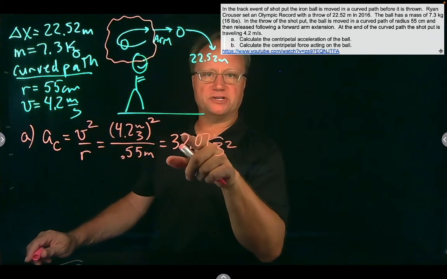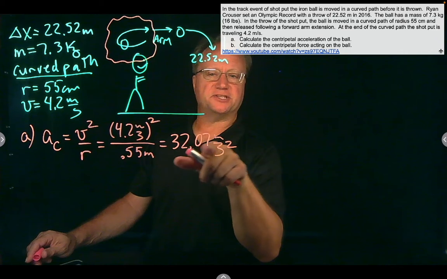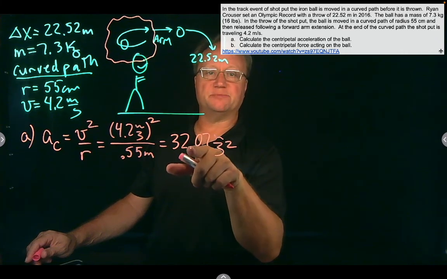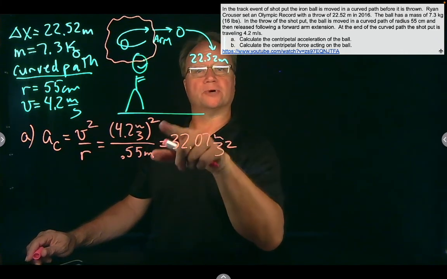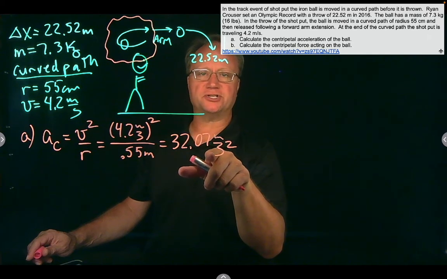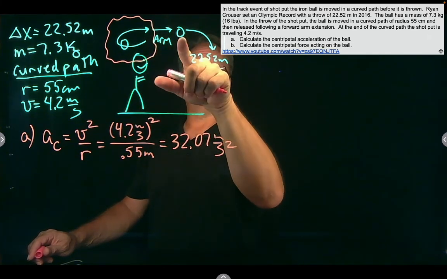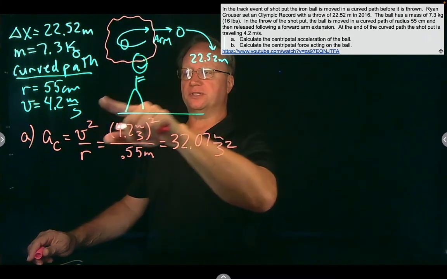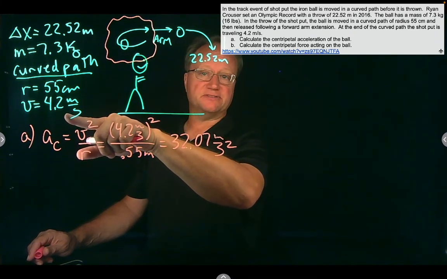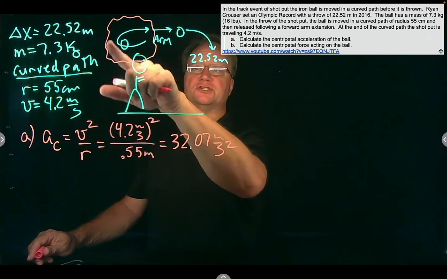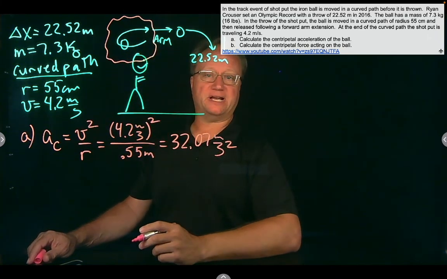Now, remember this centripetal acceleration. It's not that the ball is speeding up or slowing down by this amount. This is the directional change acceleration. Following that, the arm continues to linearly accelerate it. So this speed isn't even the speed that it leaves the person's hand with. It's the speed at the end of the circular path.